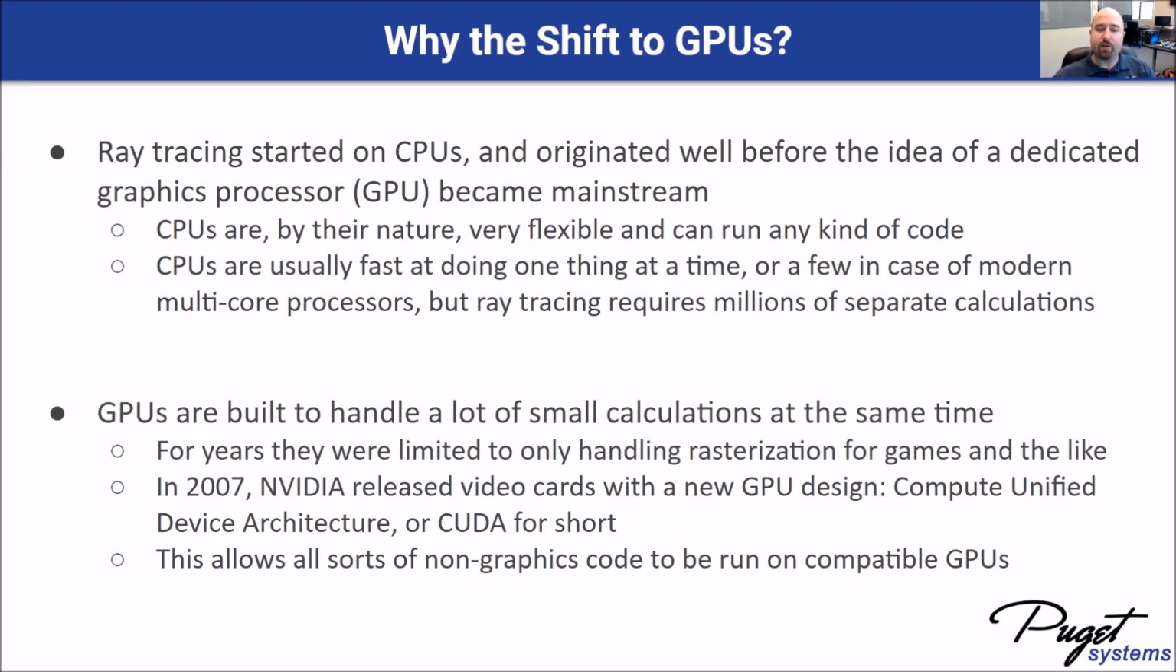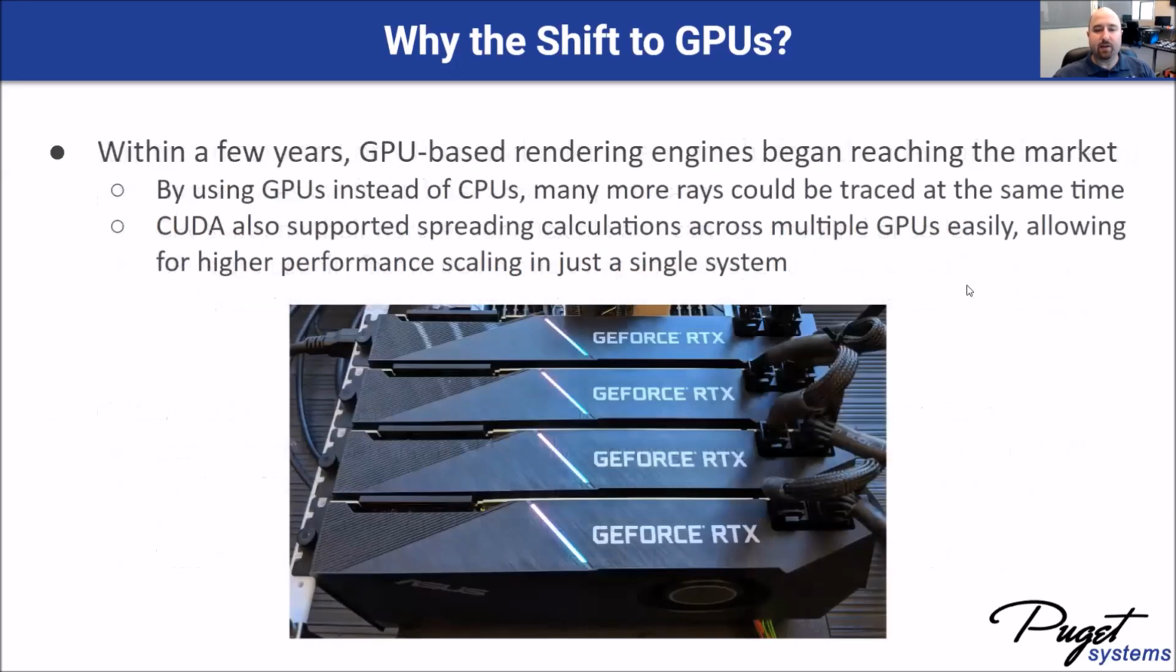But in 2007, NVIDIA released video cards with a new GPU design, a new architecture, which they called Compute Unified Device Architecture, or CUDA for short. And that allows all sorts of non-graphics code to be run on video cards. You can run physics and all sorts of other things. Anything that needs a lot of little calculations that don't depend on each other. And within a few years after that, GPU-based rendering engines started to show up on the market.